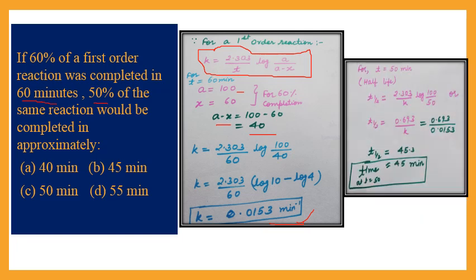So for t equal to 50%, or it is also known as half life, we know that for a first order reaction the value of half life t half is equal to 0.693 by K, the rate constant. Now as we have calculated the value of K, put the value of K in the equation, we will find the time, and the time will come to be 45 minutes, and option B will be the correct option here.